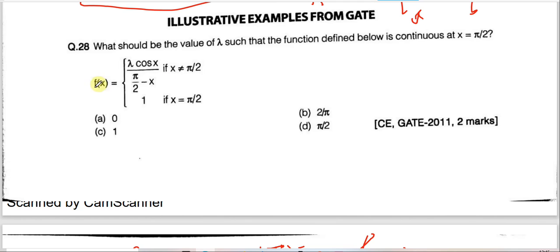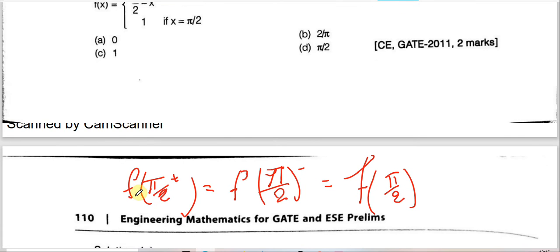So this is the problem, and we have to find the value of lambda such that this function is continuous at x equal to pi by 2. Two functions are given here. What is the meaning of continuity? We check continuity by f of pi by 2 plus, f of pi by 2 minus and f of pi by 2. If all three are satisfied, then it is continuous.